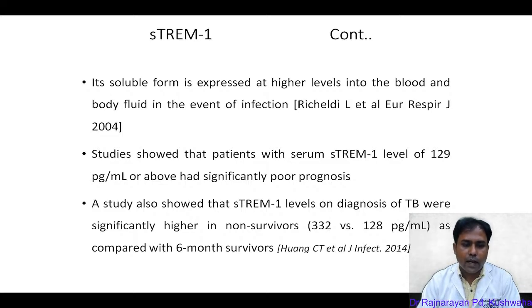Studies also show that sTREM-1 levels at diagnosis of TB were significantly higher in non-survivors compared with 6-month survivors. Whether the person is a non-survivor or a 6-month survivor, this biomarker is mostly higher in non-survivor patients.